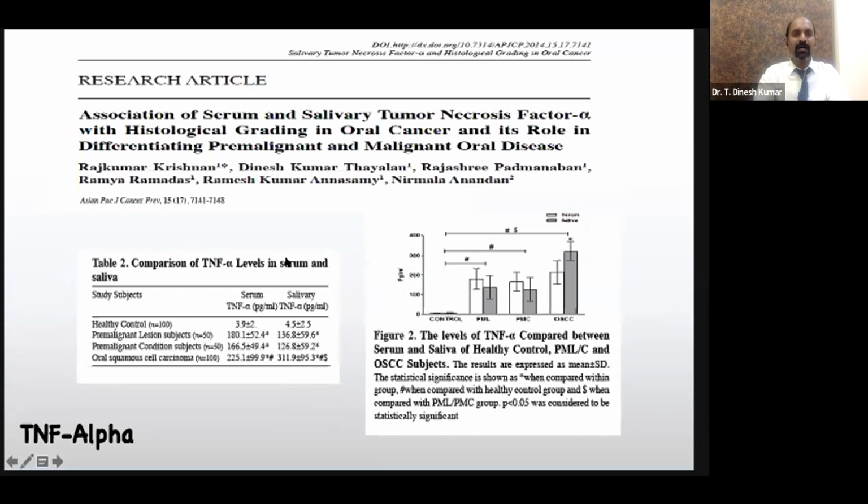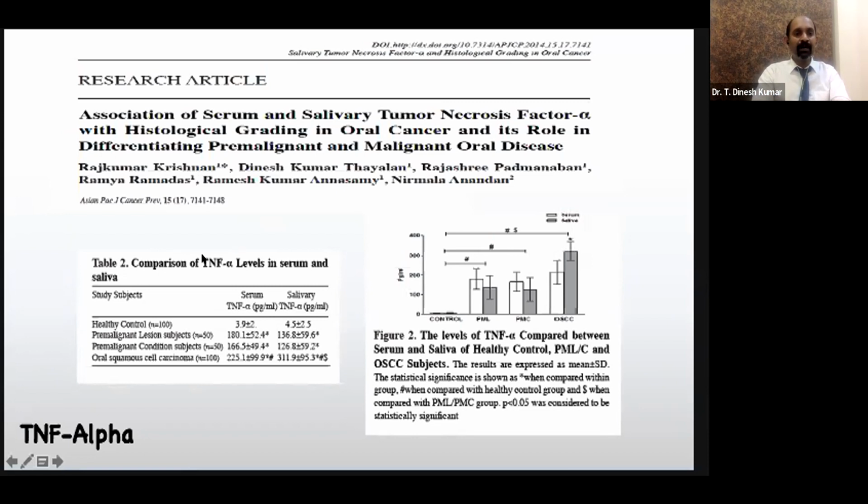So tumor necrosis factor alpha is one such cytokine which holds a lot of promise as a biomarker. The study which was done in our department studied the levels of tumor necrosis factor alpha in oral cancer and pre-malignant lesions as well. Remember, I said how important the pre-malignant lesions are. If you are able to identify some change at the pre-malignant stage itself, the chances of successful therapy and survival of the patient are higher.